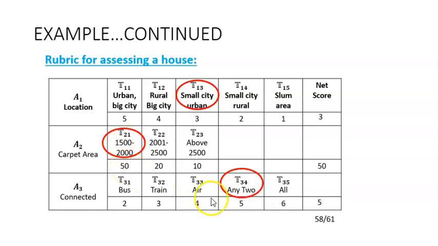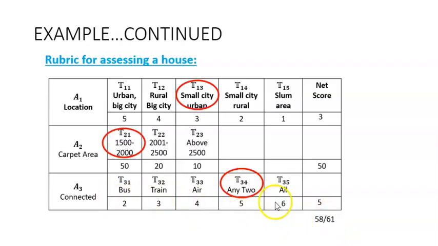Now how did this 61 come? This 61 is the sum of the maximum scores. Here it is 5, then here it is 50, 55, and 55 plus 6 is 61. That is how we obtain the score 58 by 61.